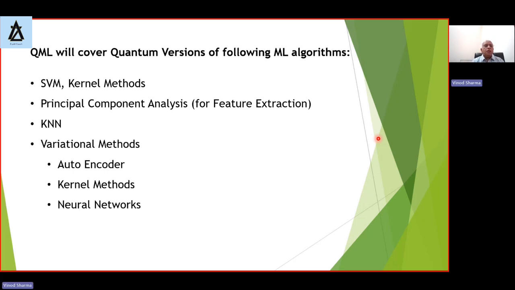In this module, we will cover quantum versions of the following machine learning algorithms: SVM, support vector machine and kernel methods, principal component analysis for feature extraction, k nearest neighbor, variational methods, variational circuits, and quantum versions of them, which will then provide us autoencoders, kernel methods, and neural networks.